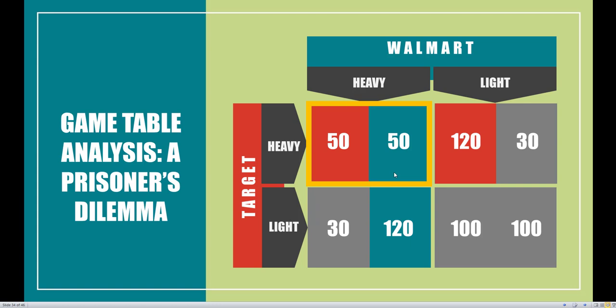However, we do notice that this is a vastly inferior outcome to something like this one, where both of them decide to advertise lightly, where Target gets 100 million and Walmart also gets 100 million. However, they aren't allowed to cooperate with one another, which is why we end up at this Nash equilibrium right here. What we want to do is, how exactly can we get the best or the cooperative outcome in the prisoner's dilemma?